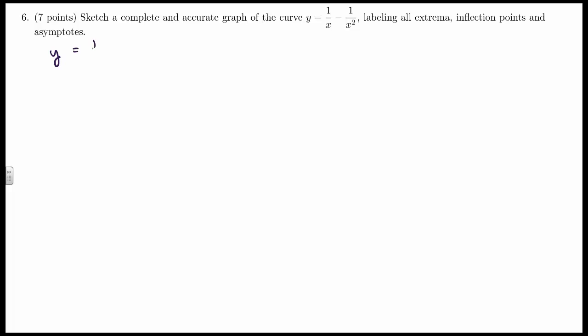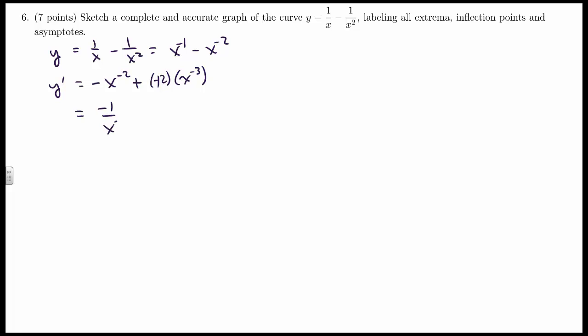If y is equal to 1 over x minus 1 over x squared, then let's rewrite that as x to the negative 1 minus x to the negative 2. Then y prime is equal to negative x to the negative 2 minus a negative 2 times x to the negative 3, or negative 1 over x squared plus 2 over x cubed, or negative x plus 2 over x cubed.